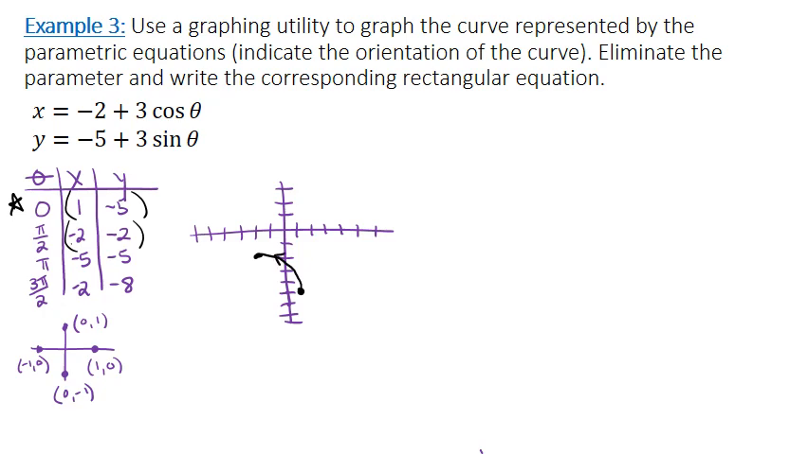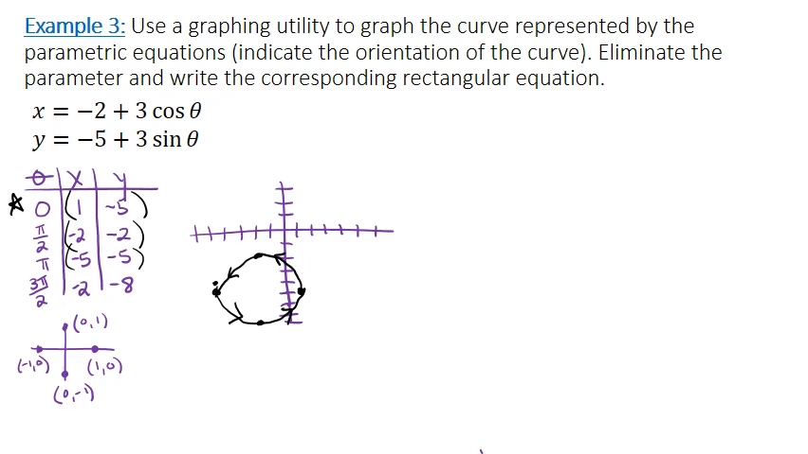Then the next one is negative 5, which is here. So we're heading in this direction. And then lastly, I'll have negative 2, negative 8, which is here. So it looks like this, and it's sketched here. Now, the other thing we want to do is eliminate the parameter.